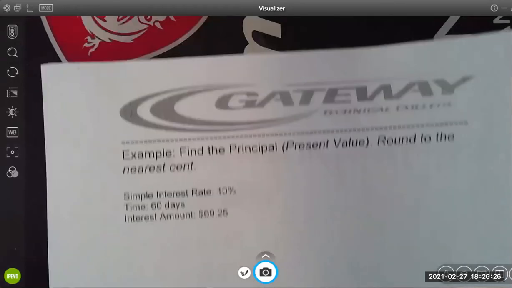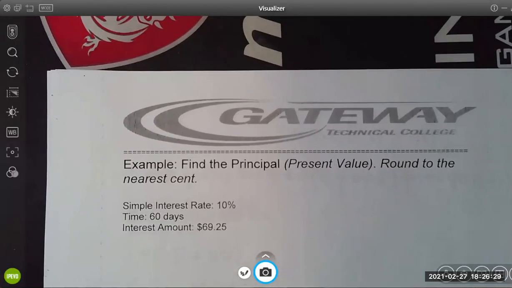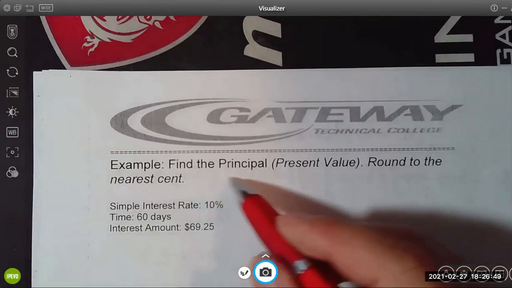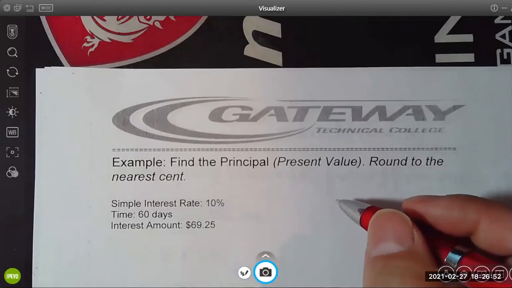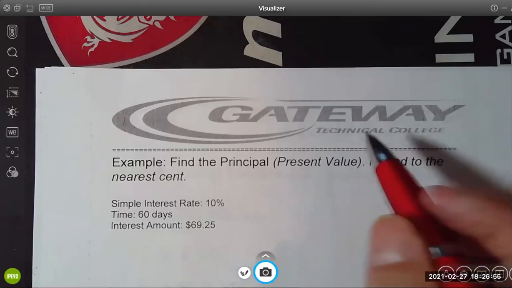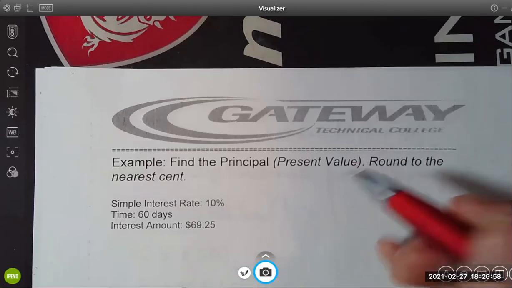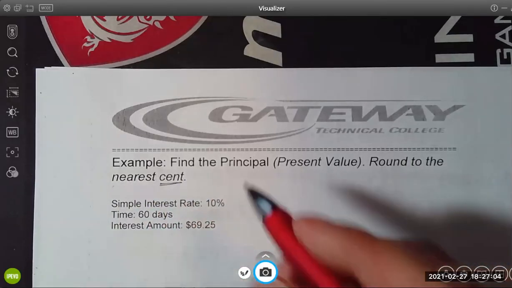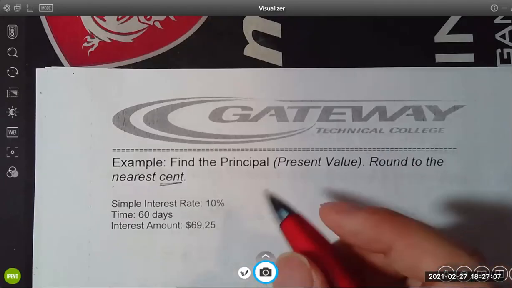Another example here. Remember in the beginning, right after we looked at the formula, we mentioned that there are only 4 questions they can ask, right? So the previous example and exercise, basically we find the interest amount. Now in this question, we find the principal, also called present value, because that's how much you have now, or how much you borrowed right now, or how much you deposit right now. And later on, it will generate interest. Round to the nearest cent. Always pay attention to the requirement. Sometimes they ask you to round to the dollar.